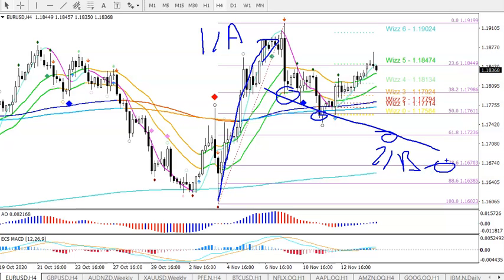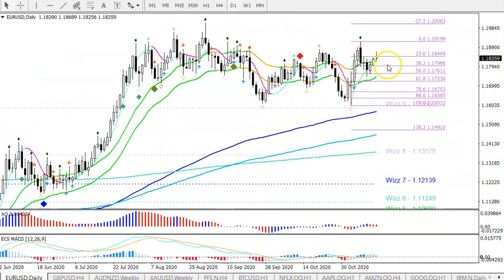So I'm expecting about 117.25 or 116.70 for completing the wave 2 or B, and then moving up, a bullish reversal to start that wave 3 or C, going back up again, targeting, well, let's take a look at the daily chart, 119.50, 119.75, 120 zone for the moment.